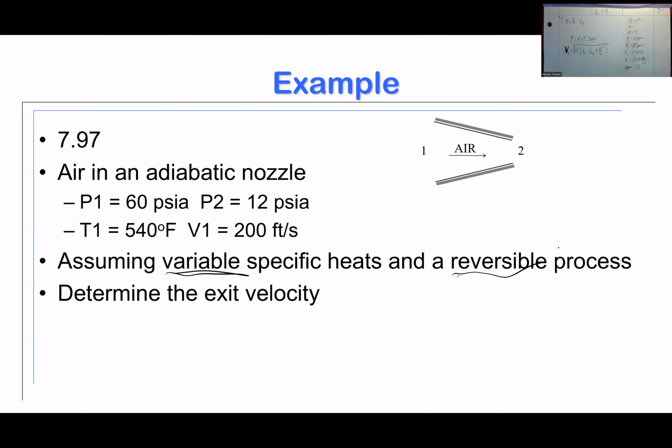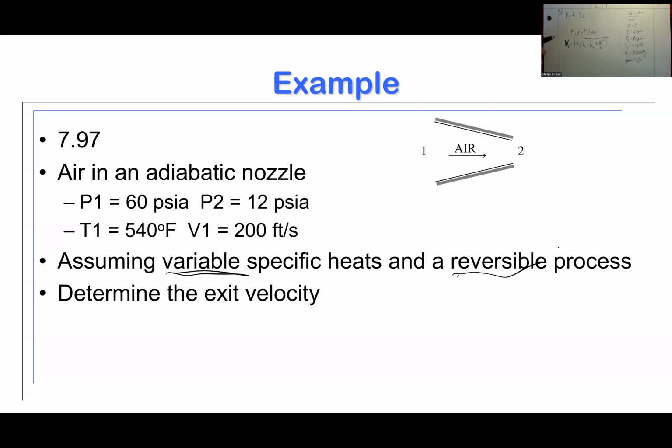So that gets us to the exit velocity, but I need H2 in order to get there. How do I get H2? Well, I need to know T2, because it's air, an ideal gas. If I know T2, then I've got H2, and I already know H1 and V1. So that's where we are with the first law.